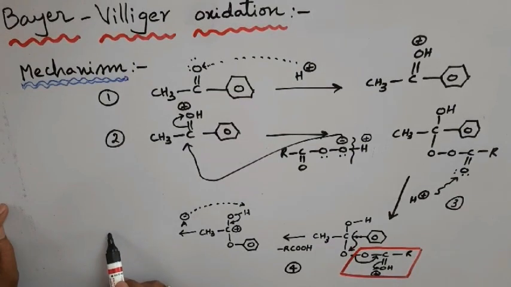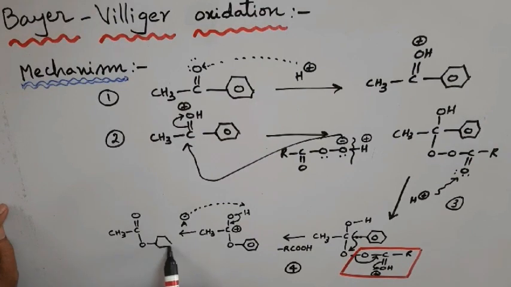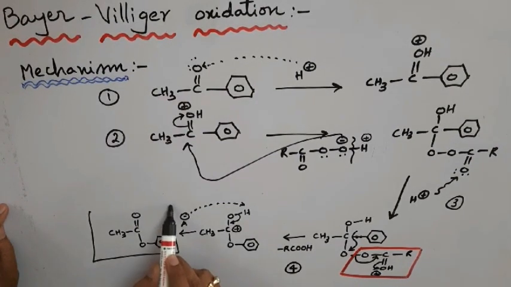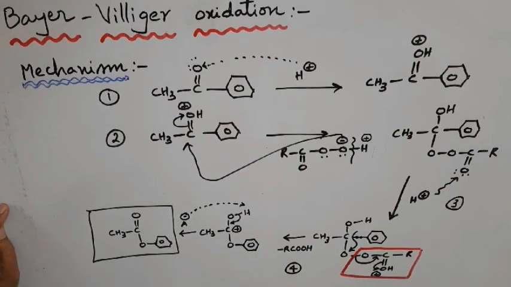Then what is the ester that we are going to get? The ester that we get is C double bond O, because the proton is removed from here, and this is the ester obtained. That's it.